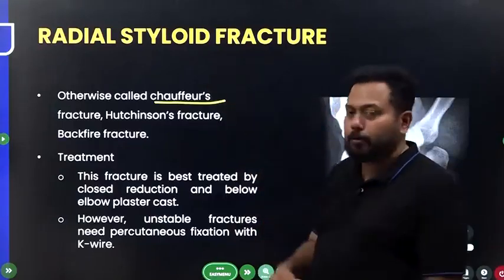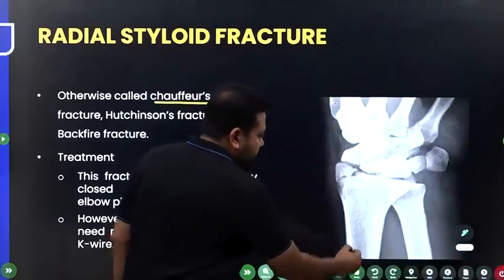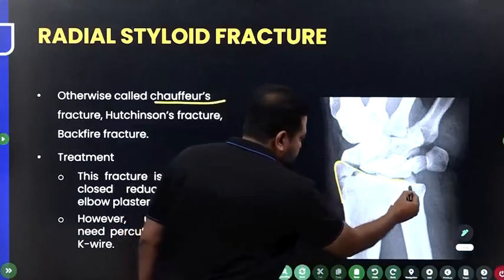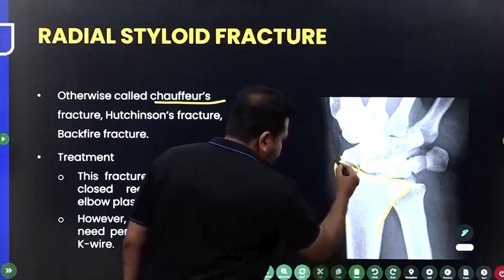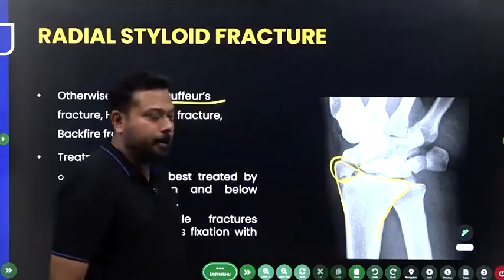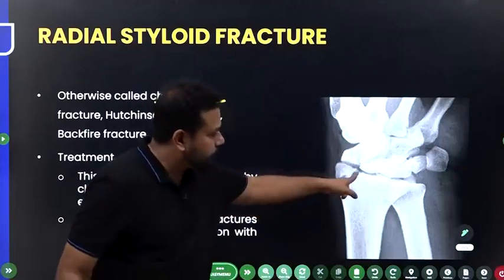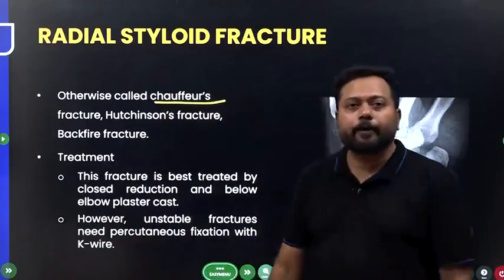Why this radial styloid? You all know the radial styloid. This is the styloid process, the distalmost portion of the radius. This part is called the radial styloid. And you're able to see a fracture here. This is a classical radial styloid fracture. Why is this called Chauffeur's fracture?